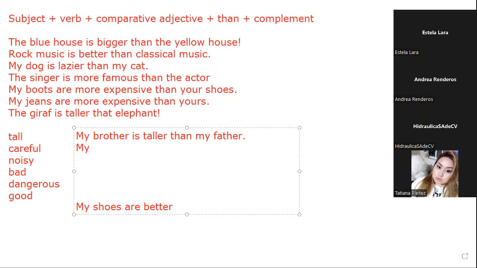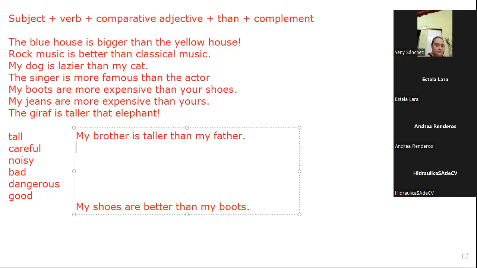Better than both. Both? ¿Qué son both? Botas. Oh, boots. Excuse me. Yes. Boots. Okay. My shoes are better than my boots. Very good. Excellent. ¿Alguien me puede dar la segunda? Careful, please. Me, teacher. Okay, please. Thank you.